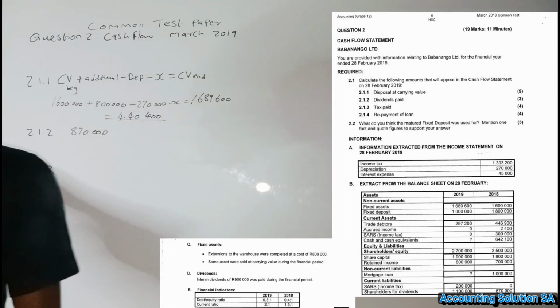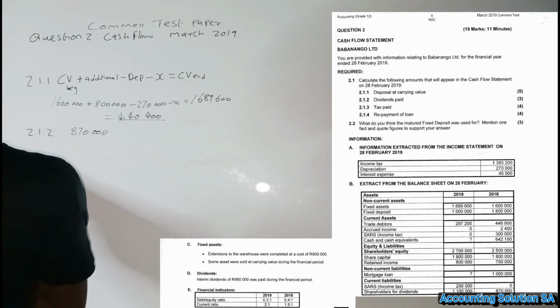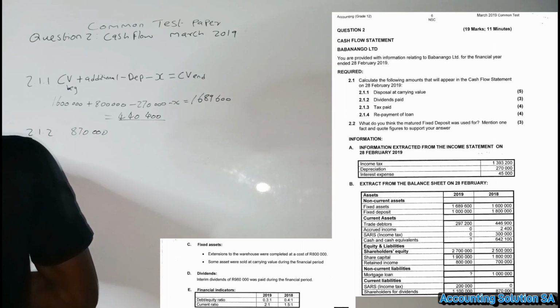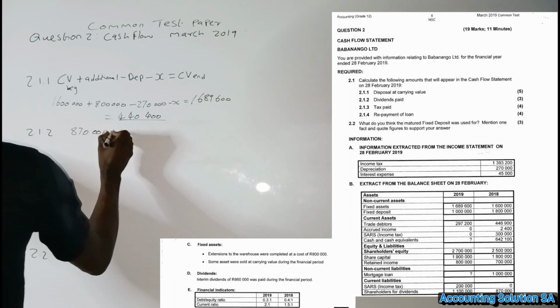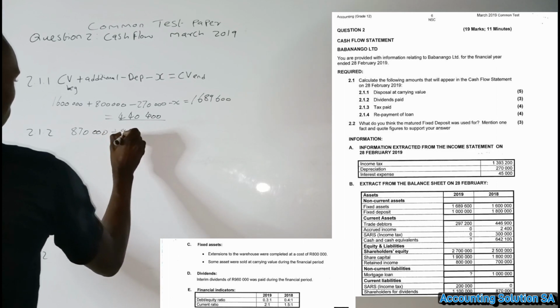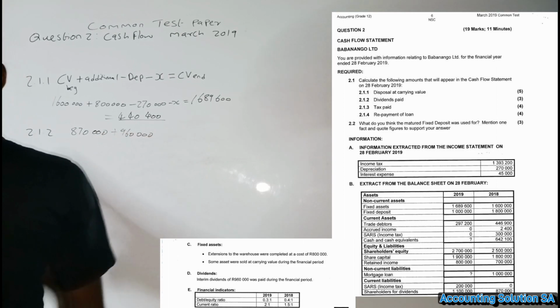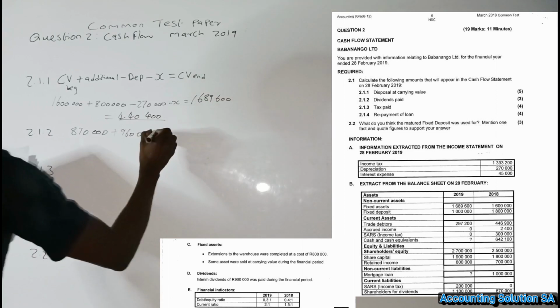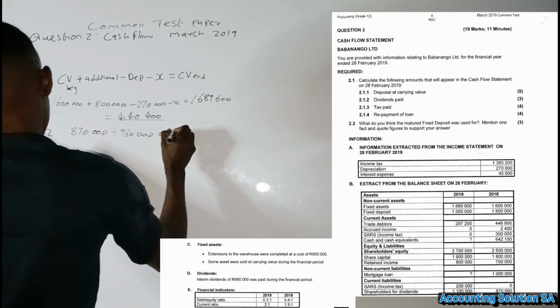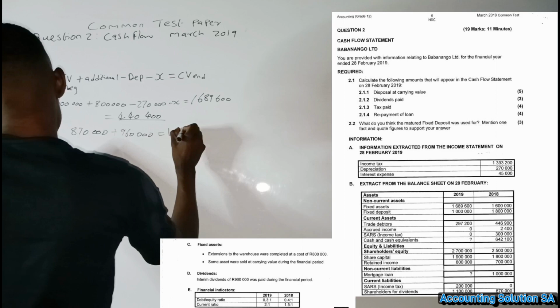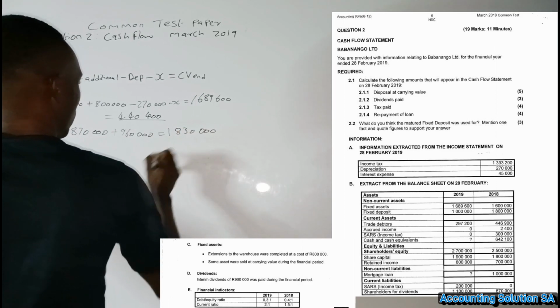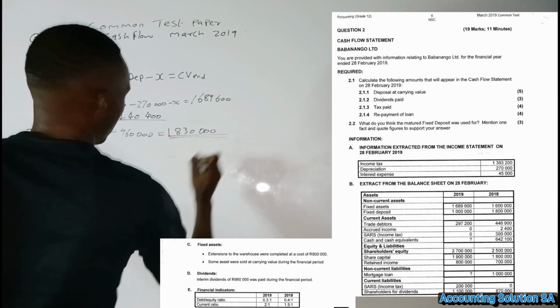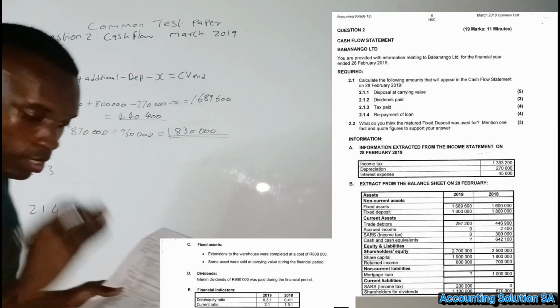Okay, then after that we check on our transaction. They said number D, interim dividends of 960 was paid during the financial period. This one was paid. We have to add 960. Okay, then this will give us an amount of 1,830,000, just like that. Very simple and straightforward.